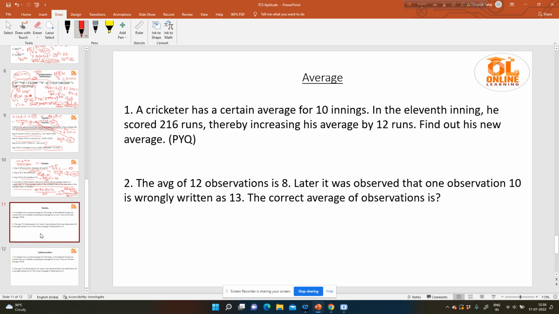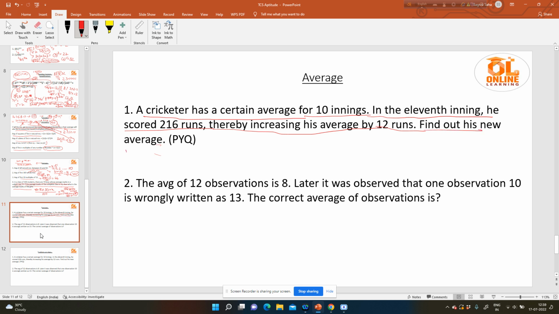Okay. A cricketer has a certain average for 10 innings. In the 11th inning, he scored 216 runs, thereby increasing his average by 12 runs. Find out his new average.